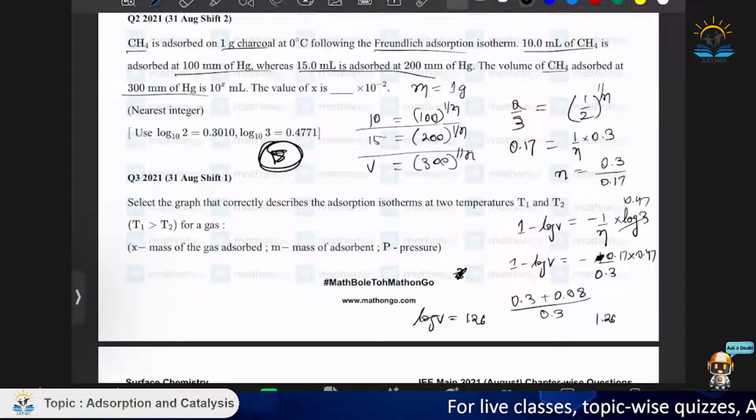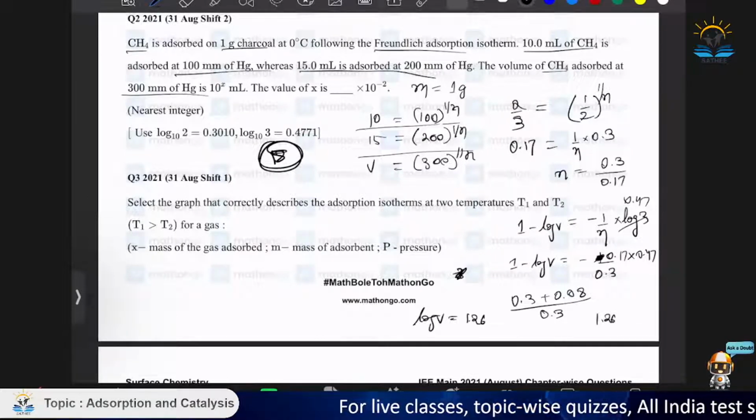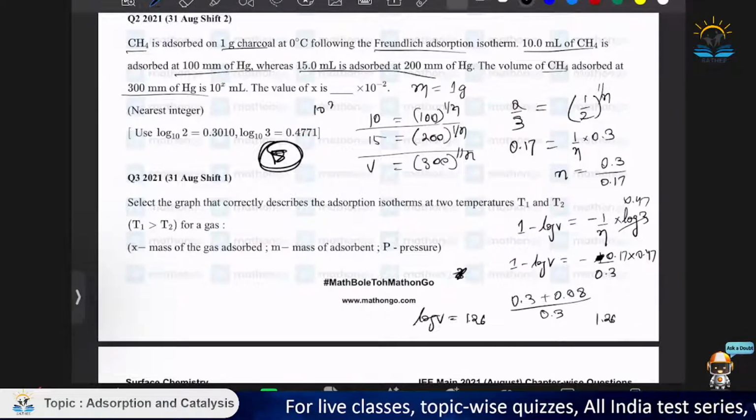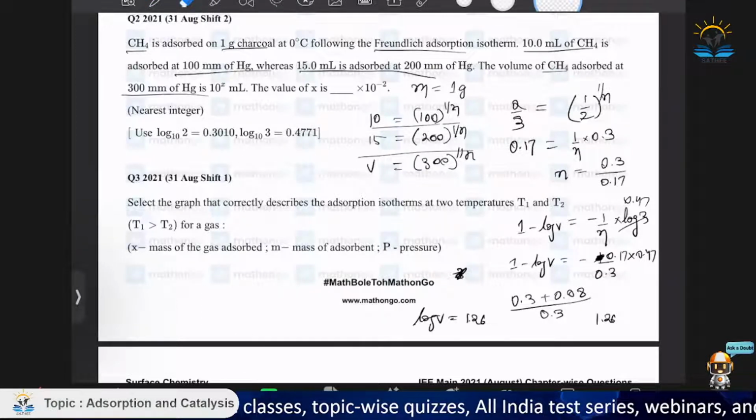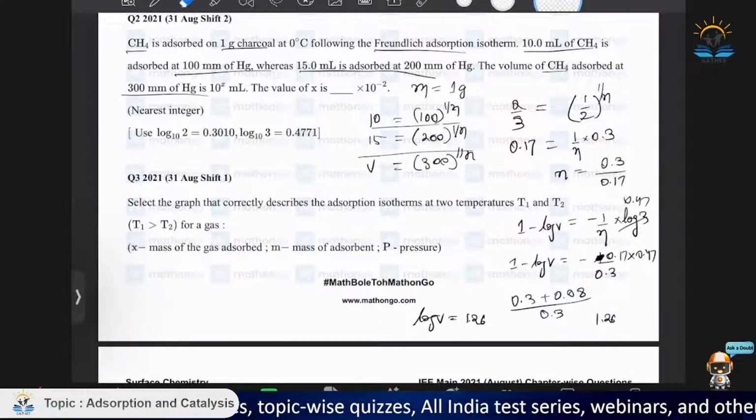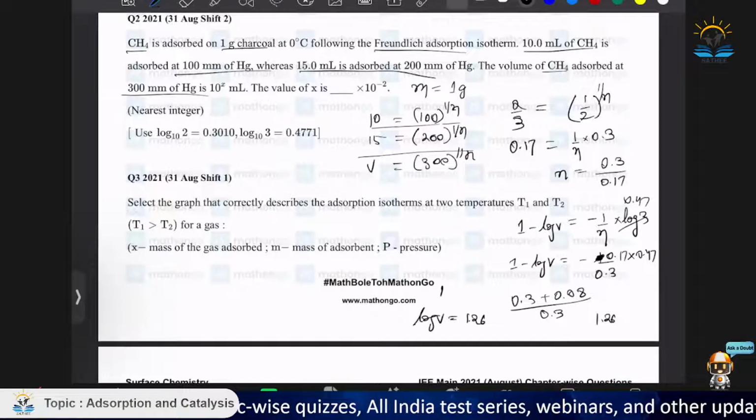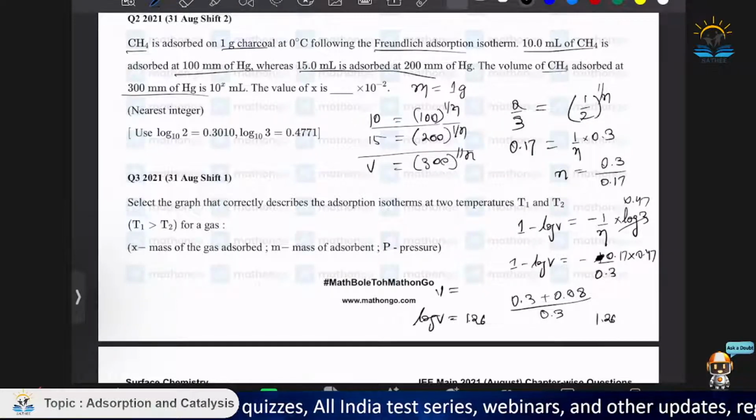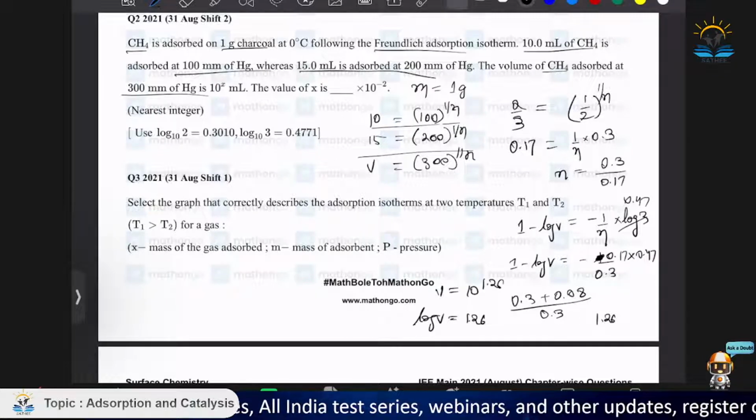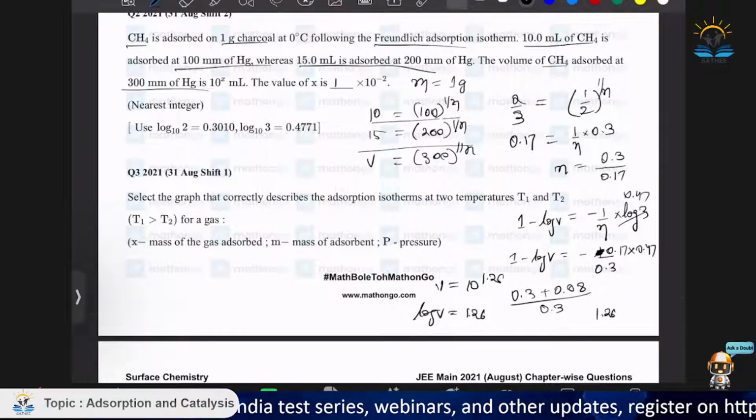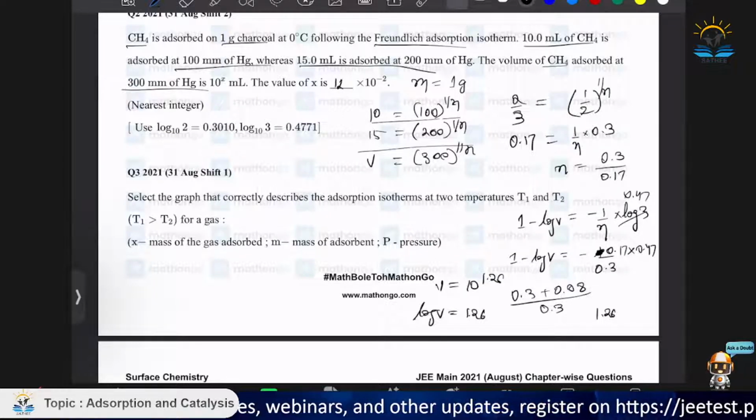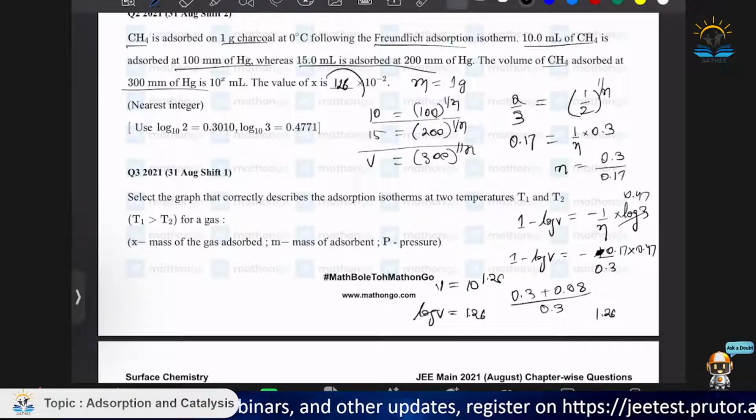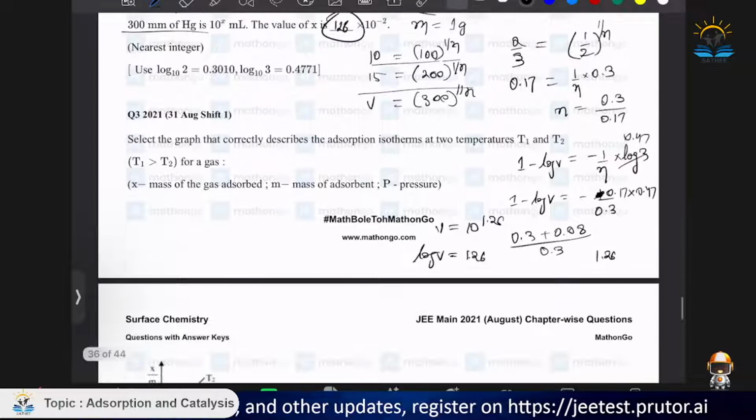So 18 ml is 10 to the power x ml. Yeah, we just have to take 1.26, right? They have asked us in terms of log V. So yeah, log V, or V is equal to 10 to the power 1.26. Yeah, so we have solved it.